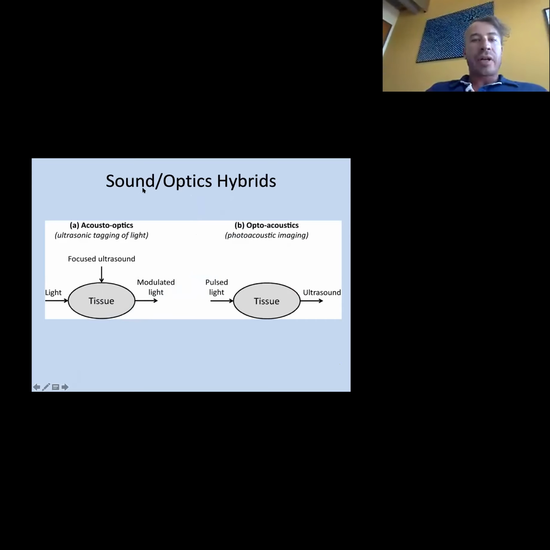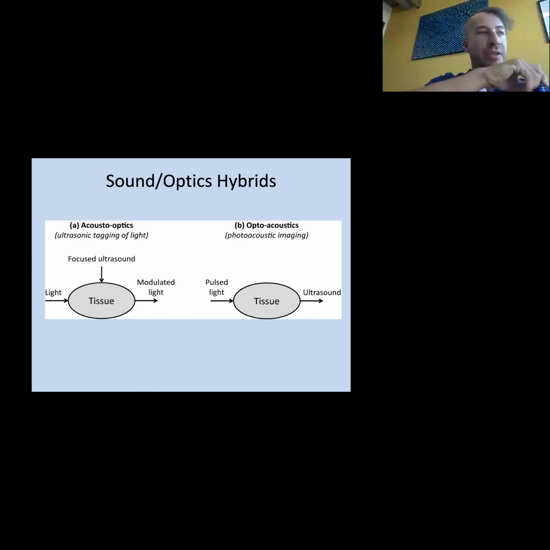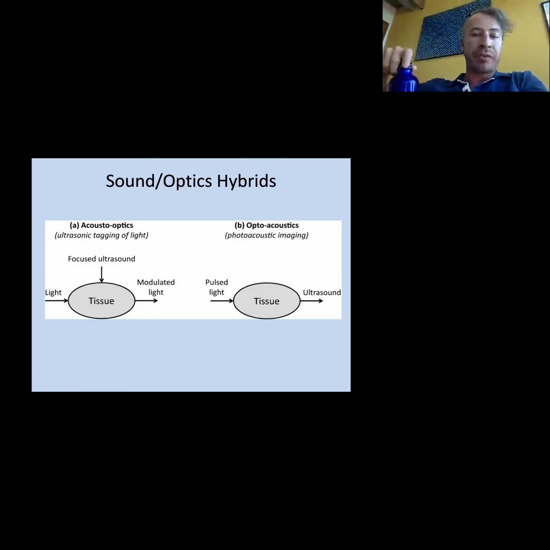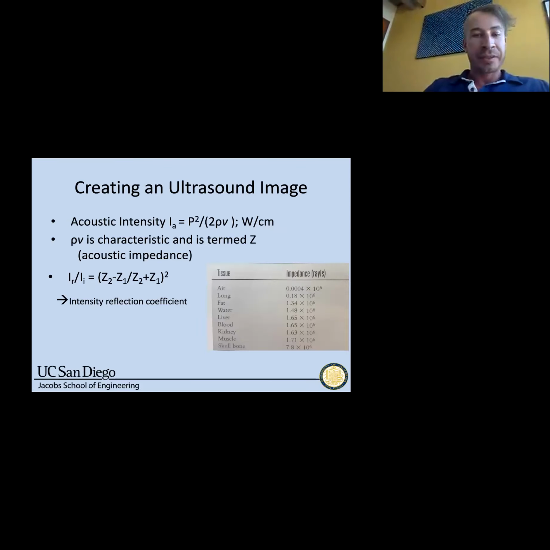Another kind of interaction of sound and optics is called optoacoustics, or I'll call it photoacoustics. Optoacoustics tends to be the more European term. Photoacoustics tends to be the more Western and Asian term. Here we have an incident light pulse that goes into the tissue, and we have ultrasound come out on the other side. It's magic.